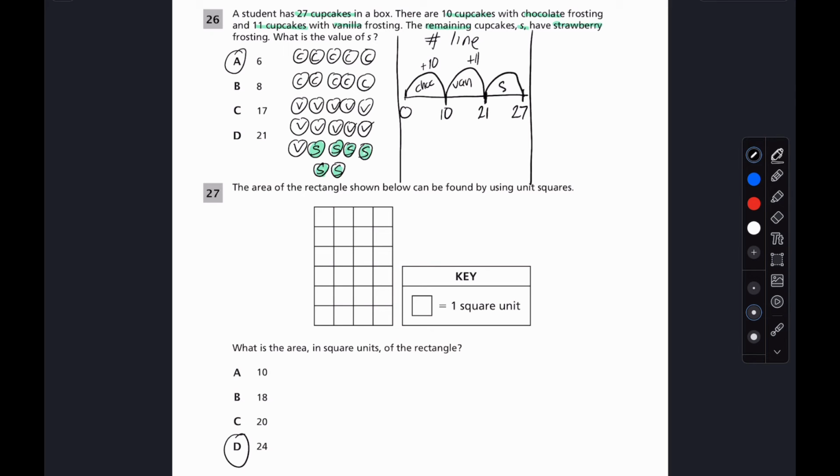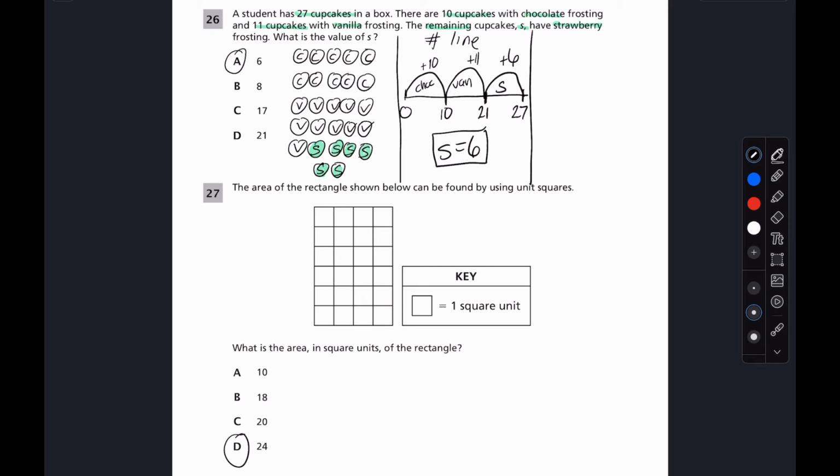And so how many of them have strawberry? Well, to go from 21 to 27, I have to add 6. So S has to be equal to 6. That's a second way of solving this problem. Here's a third way, and it's probably the fastest way, but doesn't mean that it's the best way for you.